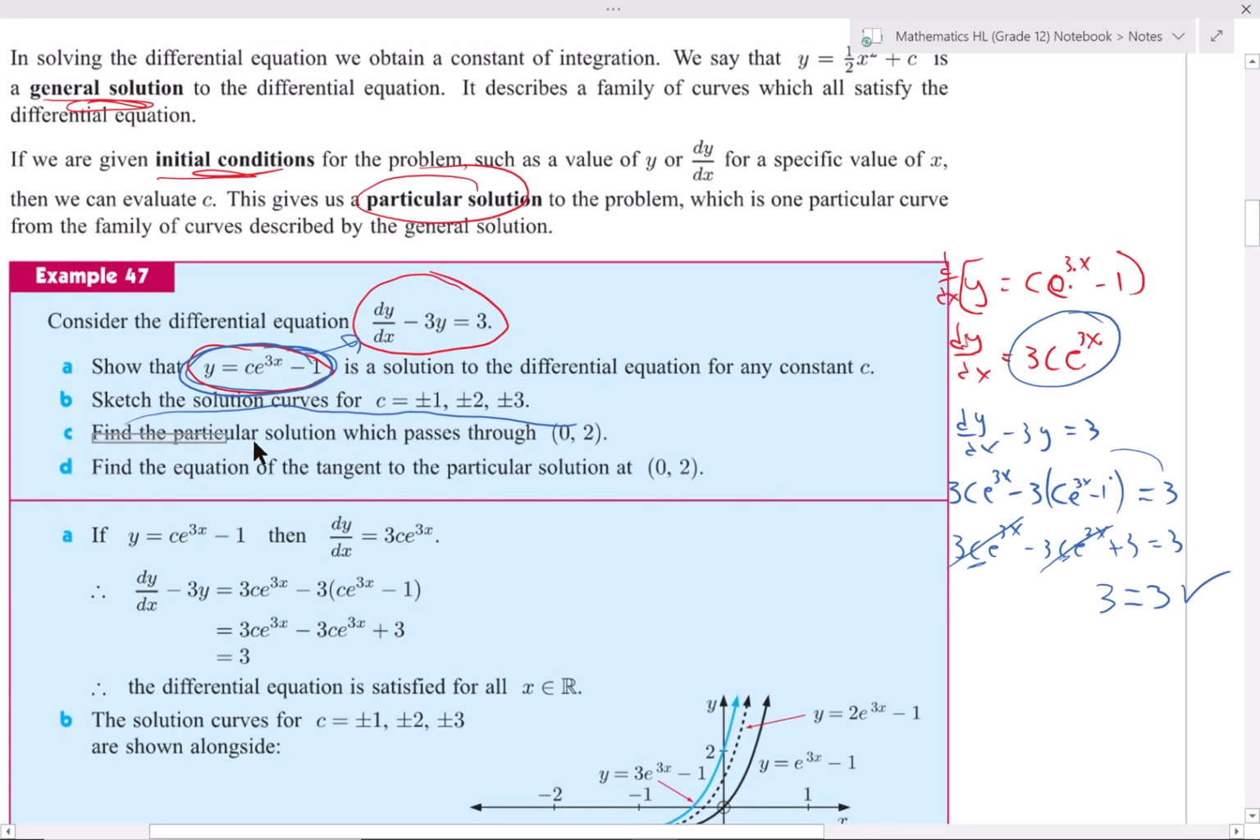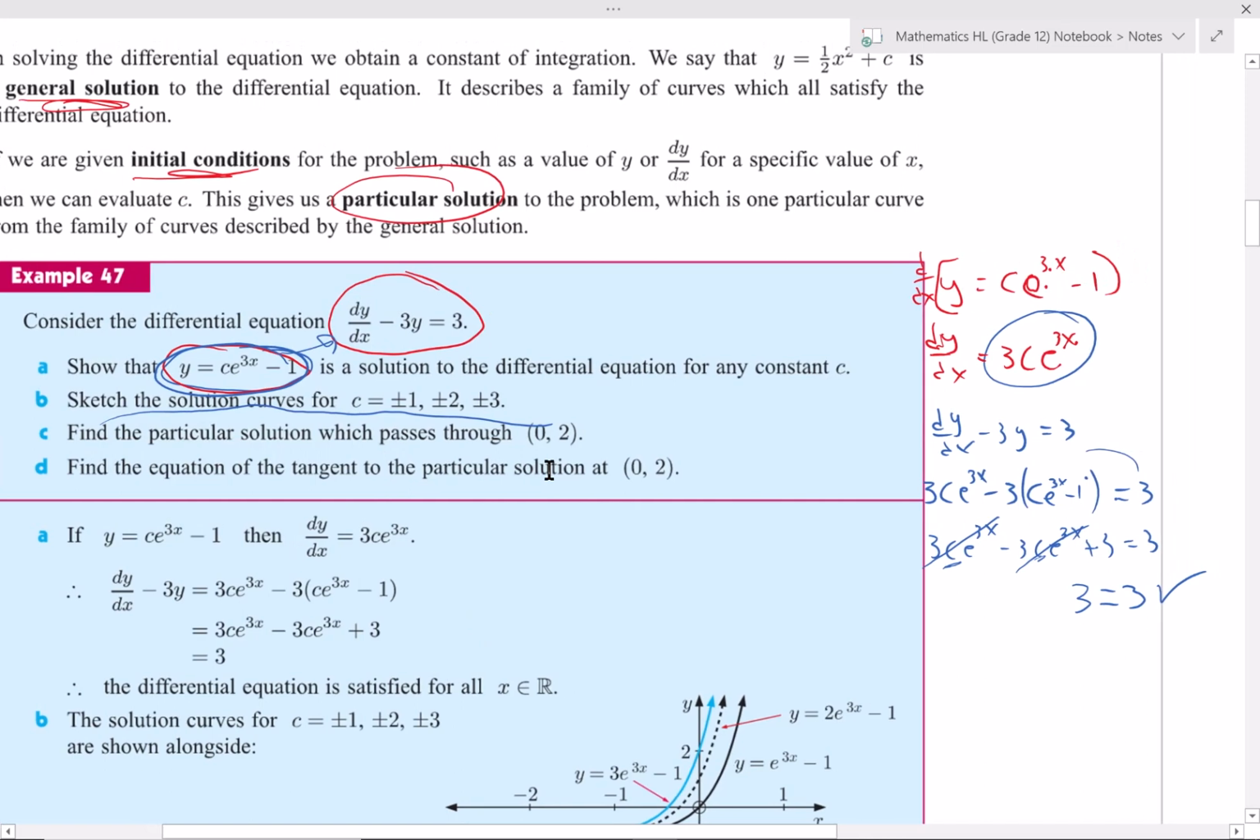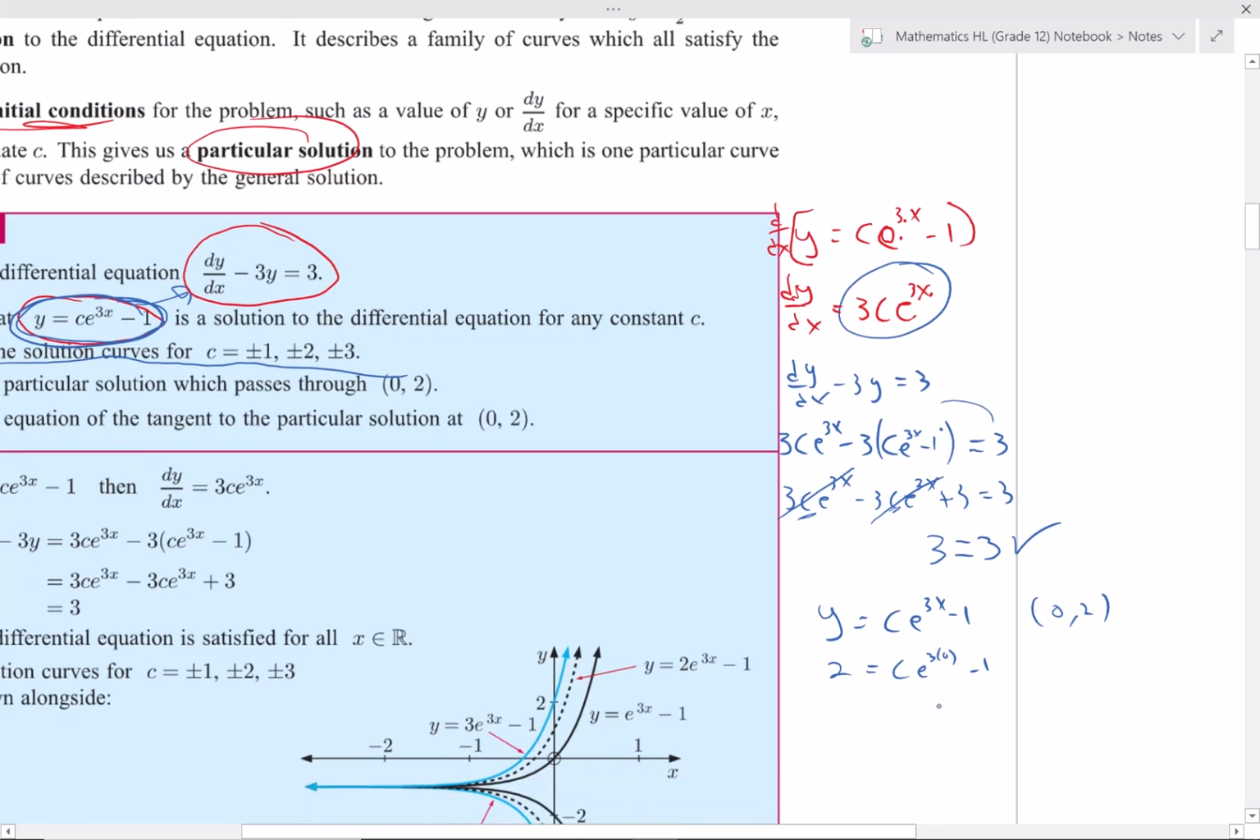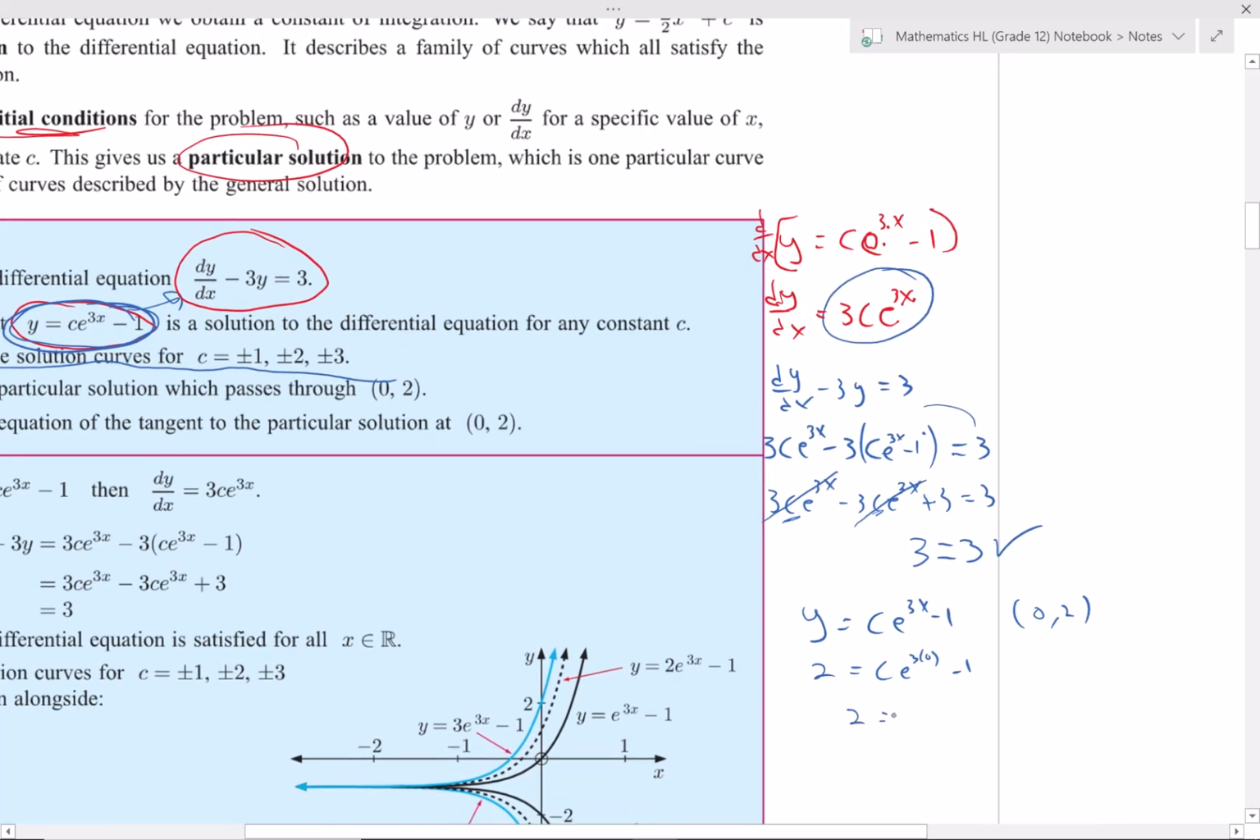So that's where this comes in. Find the particular solution which passes through 0, 2. Basically what that would be is I would just take my original equation, and I know I want it to pass through 0, 2, so I'm just plugging in 0, 2. e to the 0, 3 times 0 is 0, e to the 0 is 1, so I have 2 equals c minus 1, therefore c equals 3.